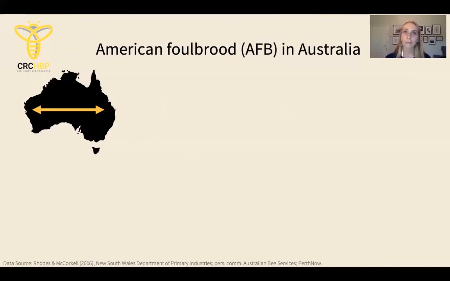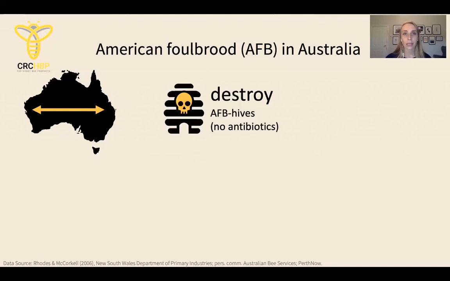If we have a look at AFB across Australia, it's not a good story. AFB is present in all Australian states and territories. In mainland Australia, we have the policy that if you find AFB in your hive, you are required to destroy that colony. We do not allow the use of antibiotics for controlling AFB. This makes AFB a very expensive disease. An outbreak that destroyed 200 hives cost the beekeeper $1.5 million. This cost includes replacing colonies, but also the lost opportunity for honey production and being unable to fulfill pollination contracts.